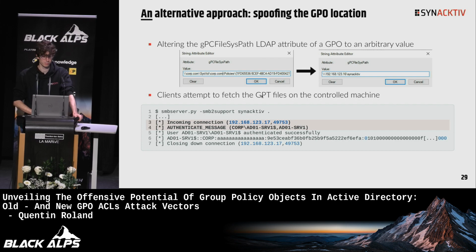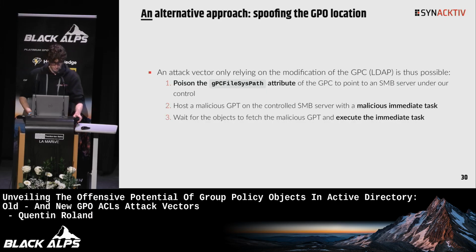And I just run an SMB server that prints incoming clients on there. And you can see that when clients actually attempt to apply the GPO for which I modified the GPC file syspath attribute, they are coming to me and they are trying to authenticate to me and to fetch their GPT files. So this demonstrates that we can host them actually anywhere as long as the GPC file syspath attribute points to my server. So maybe you can see where I'm going with this.